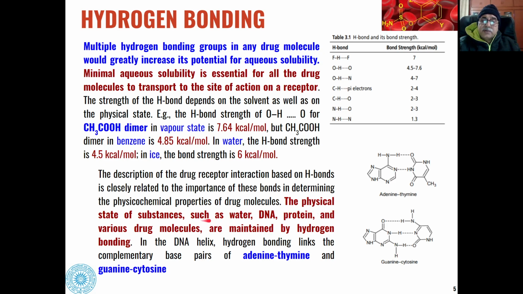Then the physical state of substances such as water, DNA, protein, and various drug molecules is maintained by hydrogen bonding. So, for example, in the case of complementary base pairs like adenine and thymine, there is also an involvement of hydrogen bonding. Because this is taking place between two different molecules, this is an example of intermolecular hydrogen bonding. Guanine and cytosine are also complementary base pairs, so there is intermolecular hydrogen bonding between them.